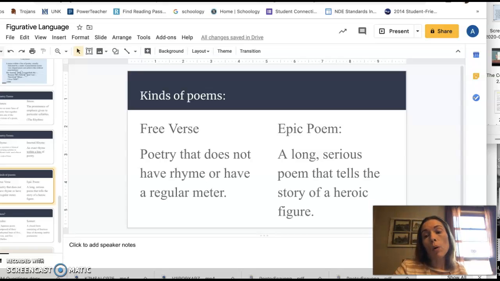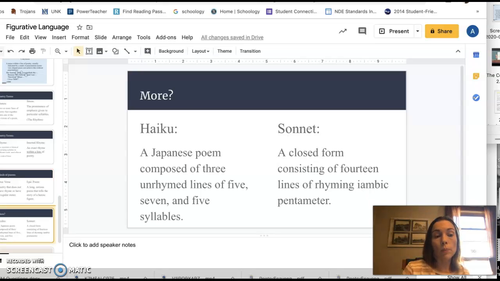We also have epic poems. Now, your senior year, we will read a couple of epic poems that have a hero in them. Beowulf is one of my favorites. Beowulf is an epic poem about a hero fighting these fierce, fierce monsters. It is a really cool story. So your senior year, you'll get to read some epic poems. We also have haikus. Now, haikus are short little poems. They're composed of 3 unrhymed lines, and they have 5, 7, and 5 syllables. I think you guys did these somewhere in your elementary career, so you've probably seen them before.